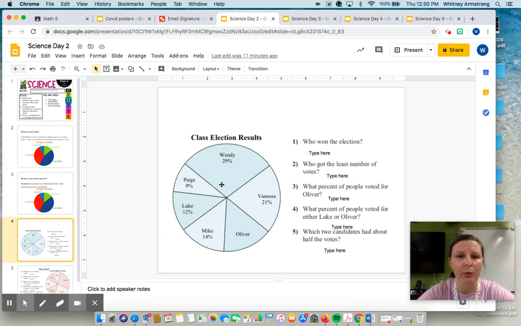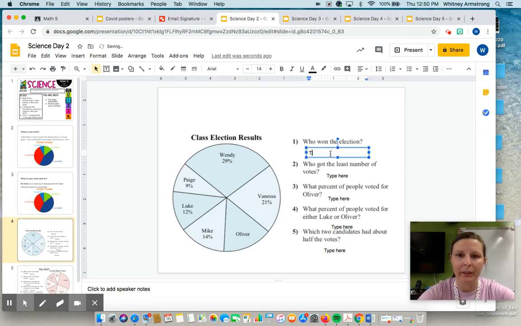So first thing we're looking at here is it wants to know who won the election. Okay. The easiest way to figure that out when you're looking at a pie chart is to look for the section that's the biggest. That's the easiest way to do that. So if I look at this, I see that these two are fairly big. But then if I actually look at my percentages, I can see that 29 is bigger than 21. Okay, so I know that, I'm going to type in here, Wendy won the election.